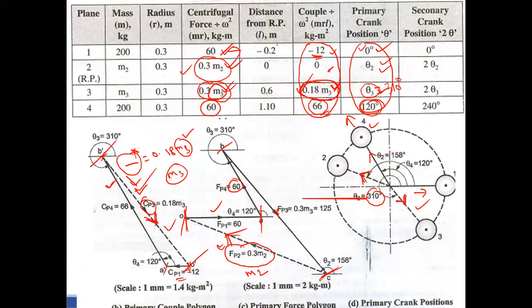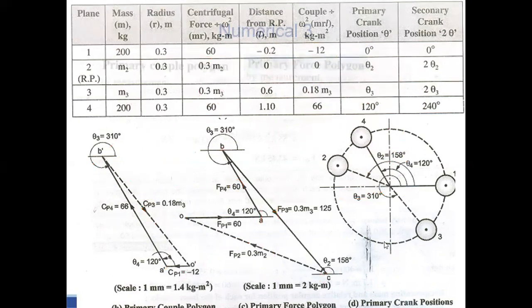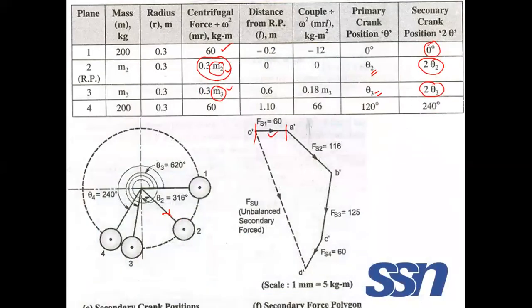Theta 2 primary crank is 158 degree. For secondary, you have to multiply with 2. That is 158 into 2, 316. This is the direction. This is the secondary crank direction, 316.